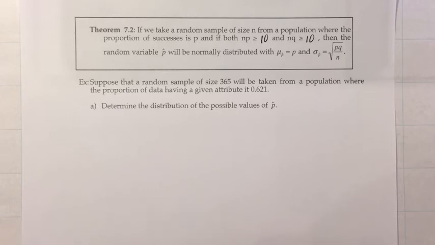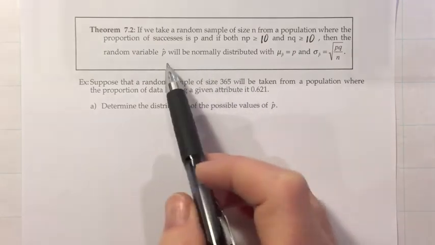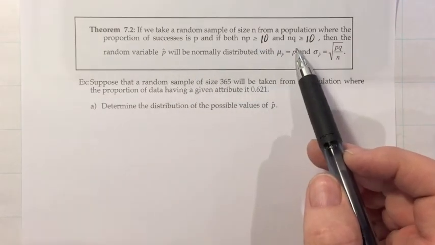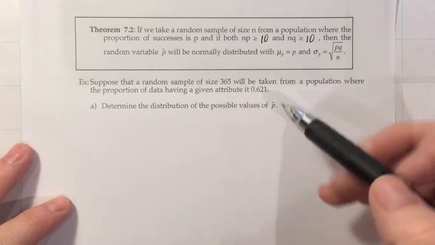Suppose that a random sample of size 365 will be taken from a population where the proportion of data having a given attribute is 0.621. Determine the distribution of the possible values of p hat. So what we want to do is say that p hat has a normal distribution like this. But to be able to say that, we need to check NP and NQ to make sure they're both at least 10. So the first thing we should do is start figuring out N, P, and Q.